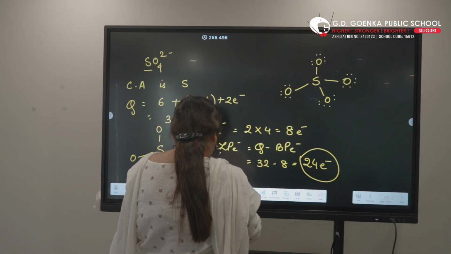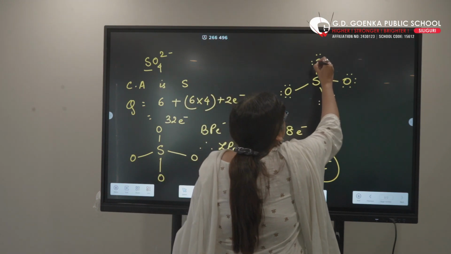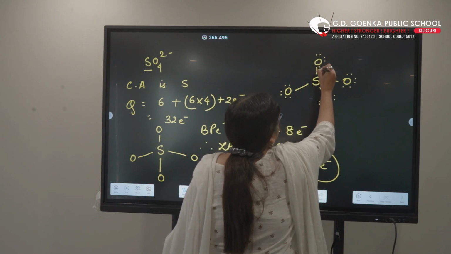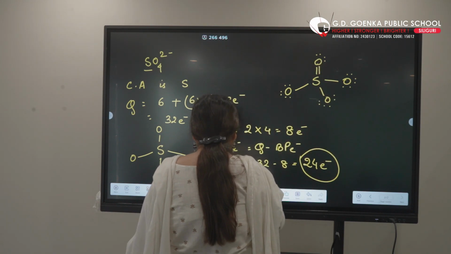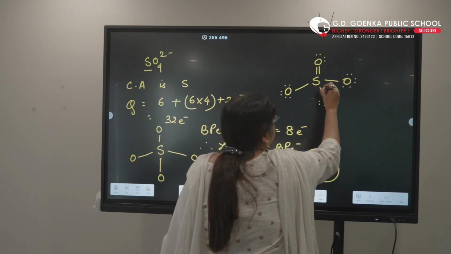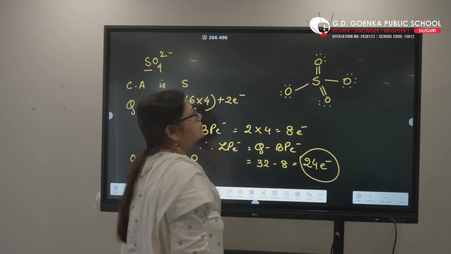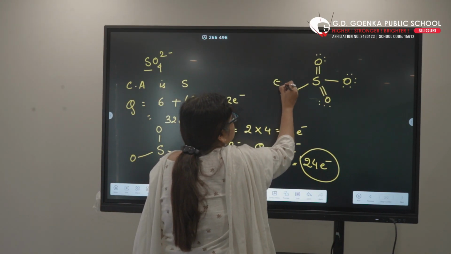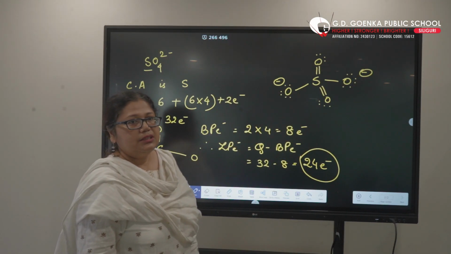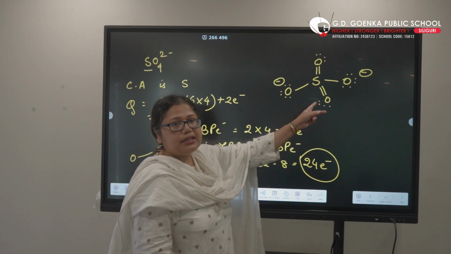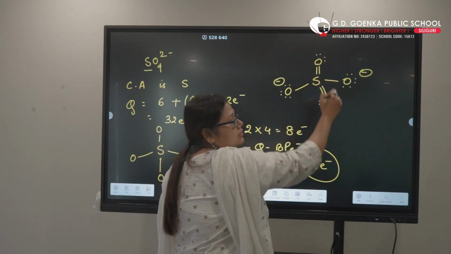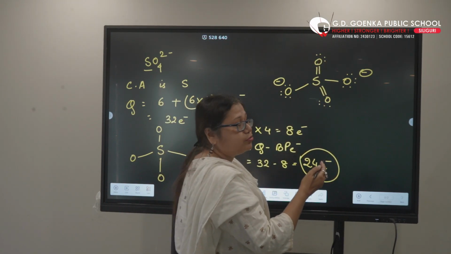So what we do? We convert one lone pair of electrons into a double bond. Again, one lone pair of electrons we convert into a double bond, right? And for the single bonded oxygen with the central atom, we put a negative charge. Where oxygen is connected to the central atom by a double bond, the charge is 0. You can verify it by the concept of formal charge.